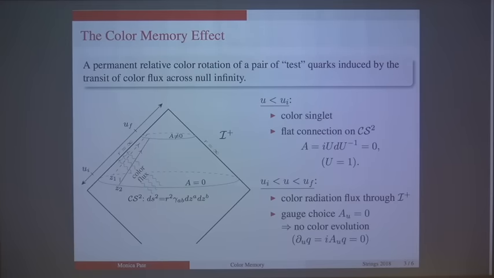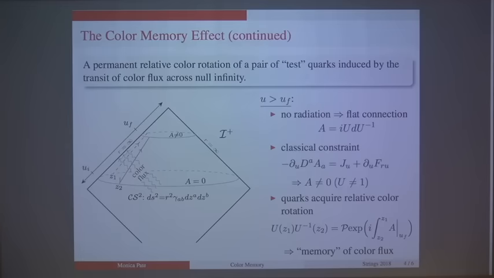Over this time interval, we take the quarks to be pinned to their respective angles on the celestial sphere, but of course evolve forward in retarded time. Now, by working in temporal gauge, in which the u component of the gauge field vanishes, we find that their colors do not evolve over this time interval as they traverse the source.